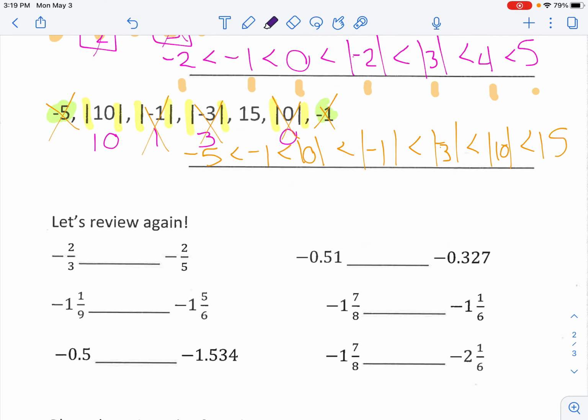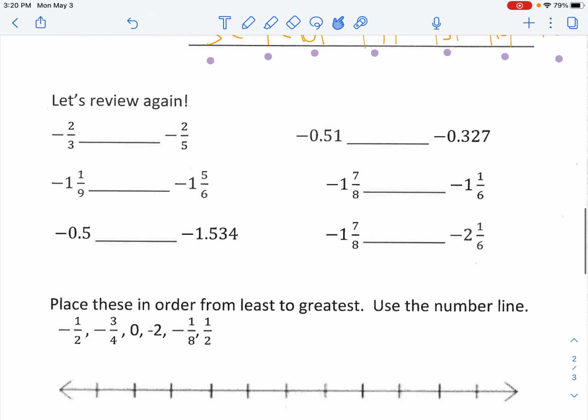Okay, so I'm going to count. I had 1, 2, 3, 4, 5, 6, 7 numbers to order. I numbered 1, 2, 3, 4, 5, 6, 7. Okay, so I should be good.